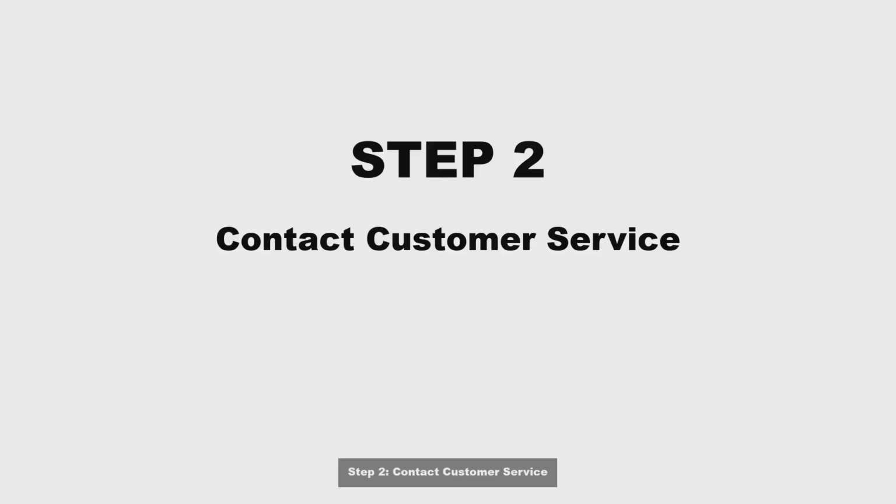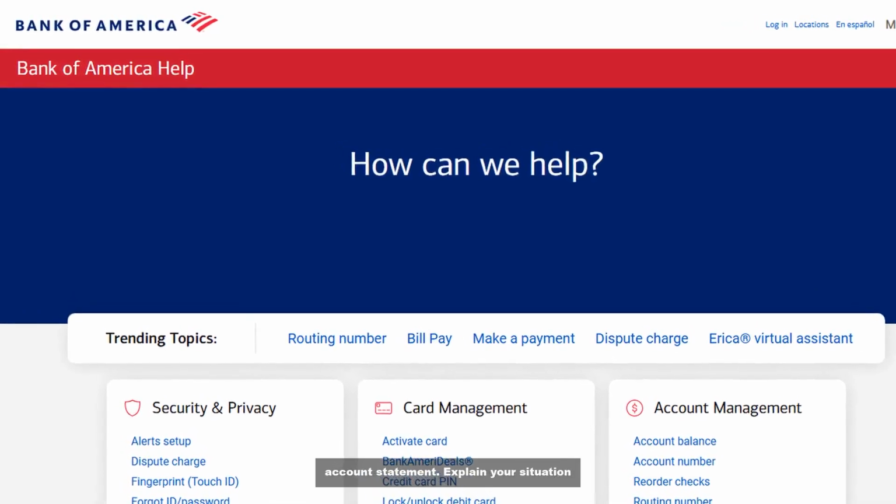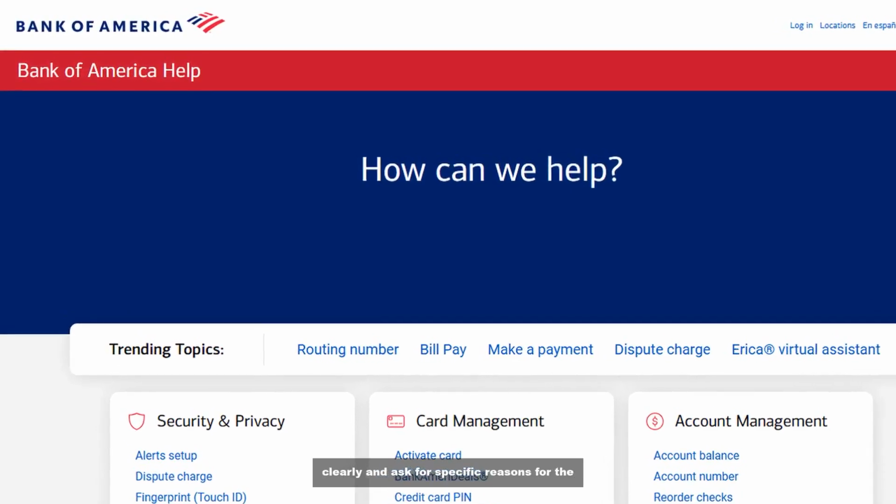Step 2. Contact customer service. Call Bank of America's customer service at the number provided on their website or your account statement. Explain your situation clearly and ask for specific reasons for the restriction.